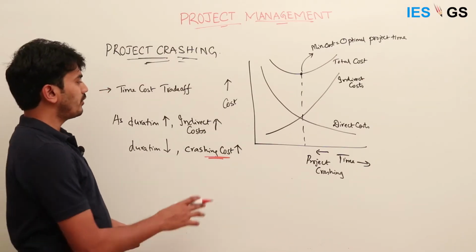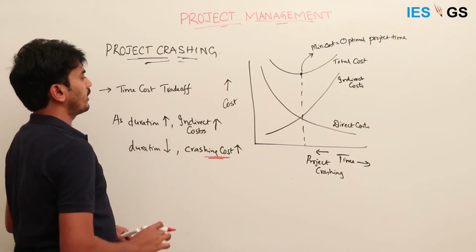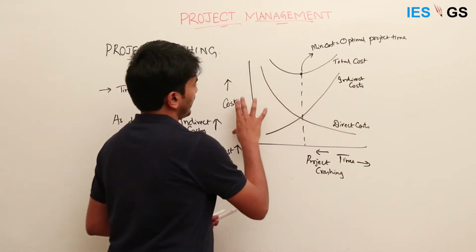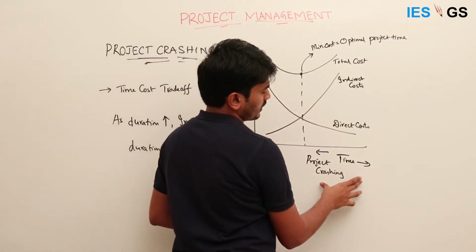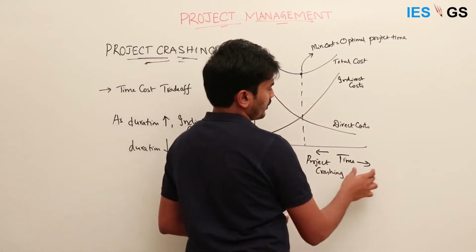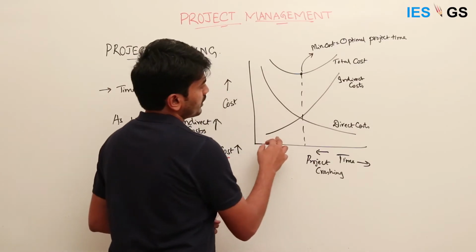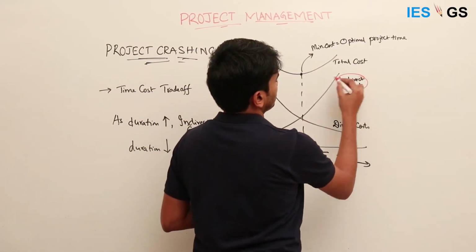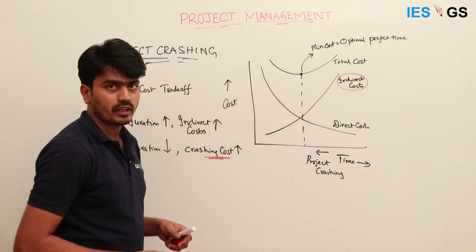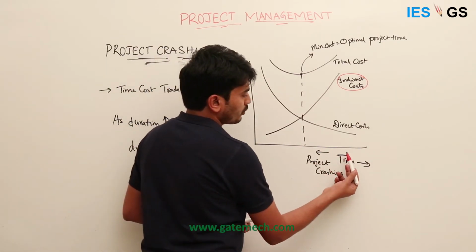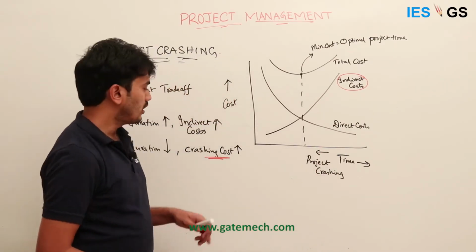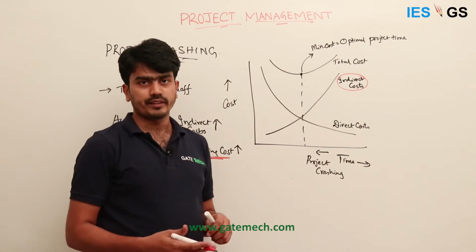So there is a trade-off between these two costs, the indirect and crashing cost, which you can see on this graph. The y-axis is the cost and the x-axis is the project crashing, or the time, the project duration. As the project duration increases, this indirect cost increases. And as we try to crash the duration, our crashing cost will also increase.